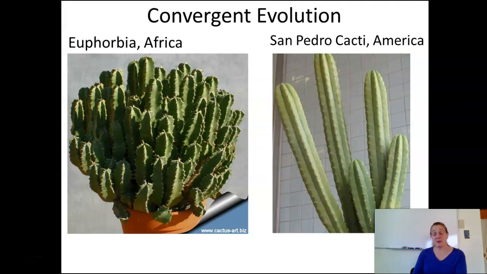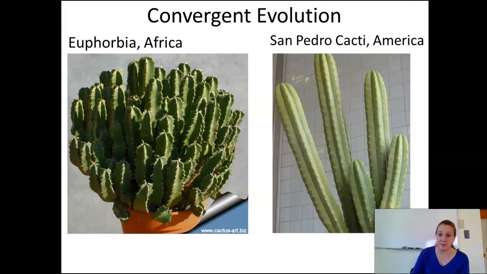Now, before we leave chapter 14 and this big overview of evolution, I want to talk a little bit about convergent evolution. Convergent evolution is very interesting because we have two distantly related species, often living in different geographic locations, looking very similar to one another. In other words, these species are converging on similar solutions to similar problems in the environment, which is why they look so similar to one another.